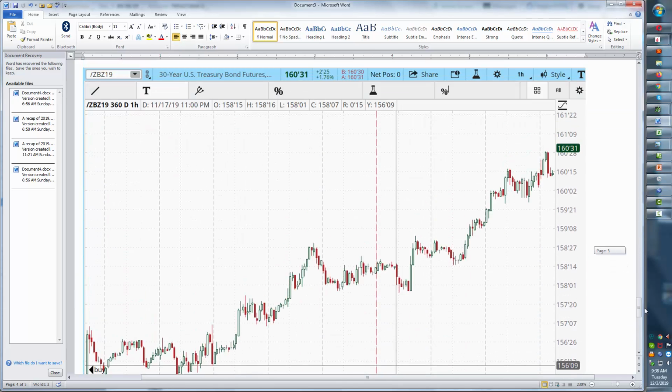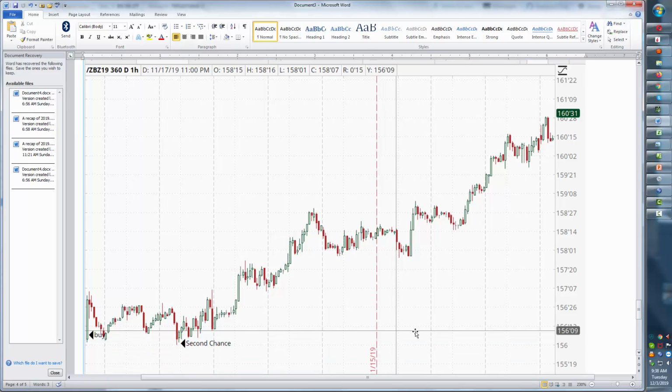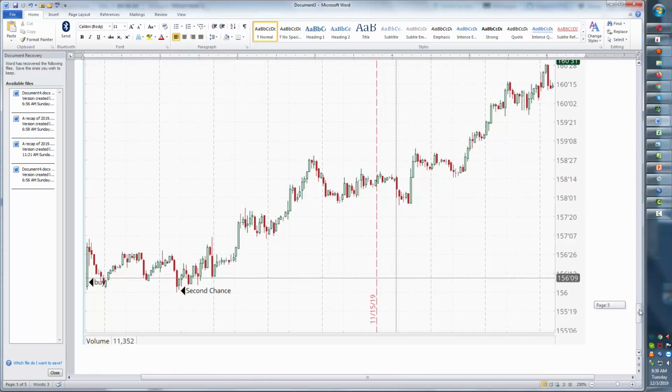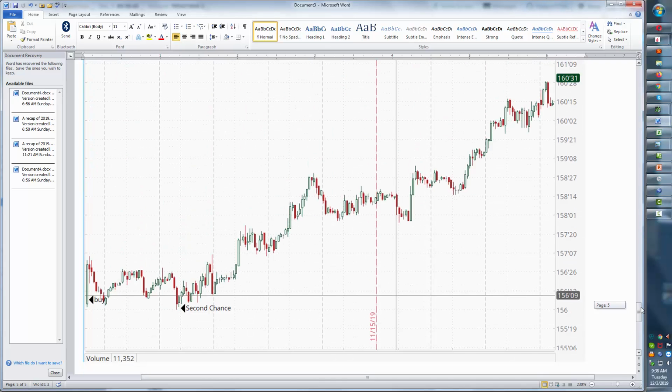Here's an example in the Treasury bonds. Here's an hourly chart in the Treasury bonds. And so the buy was over here, down over here somewhere, and the second chance entry was after it came down to this area here, and then it went up nicely. Okay, now this is a special service that we give to people who are in the expanded course, and this will be starting effective immediately.